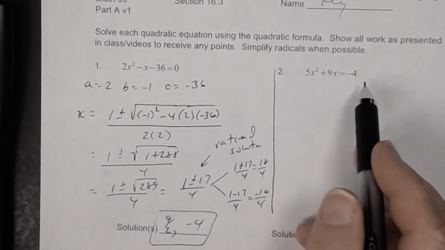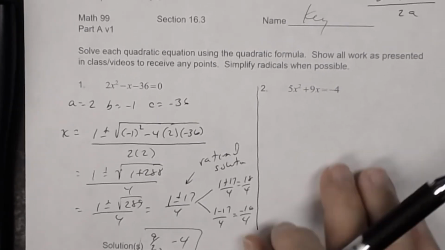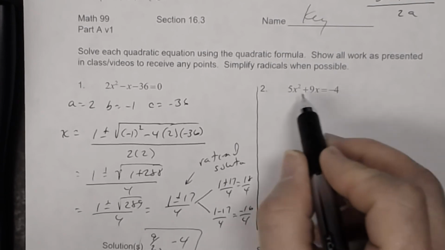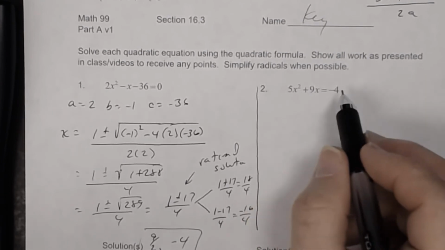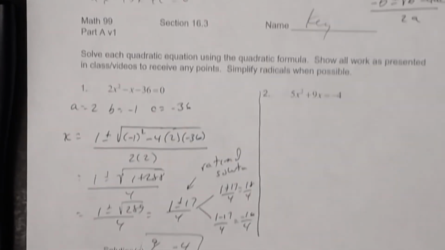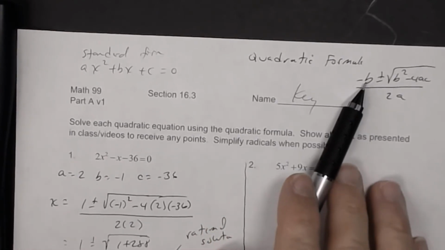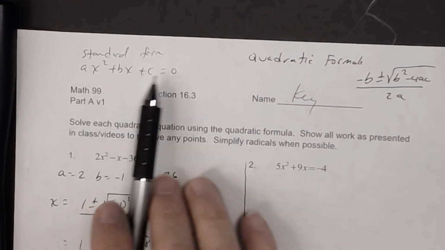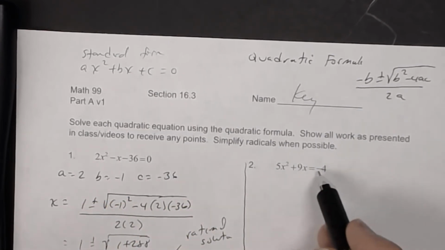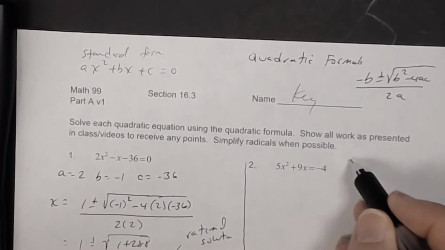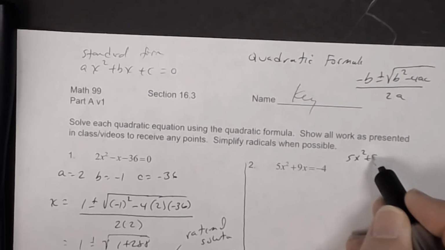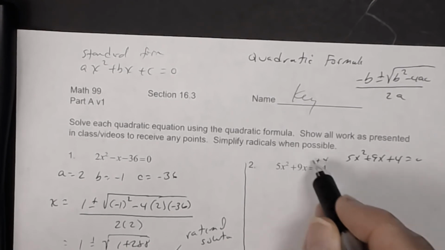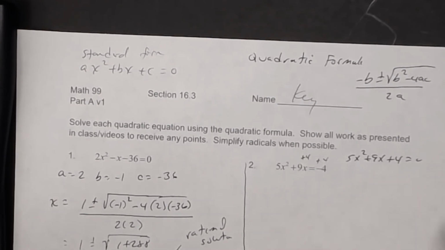Okay, number 2, I'm probably going to need more room, so I'm going to put some stuff right here. So first of all, is this in standard form? No, because remember, you've got to have 0 on the other side. If you're going to substitute A, B, and C into this formula, you've got to make sure that it's in standard form so you don't mess up. So standard form would be this. It would be 5x squared plus 9x plus 4 equals 0, because remember, you've got to add 4 to both sides, right? To get 0 on that side.